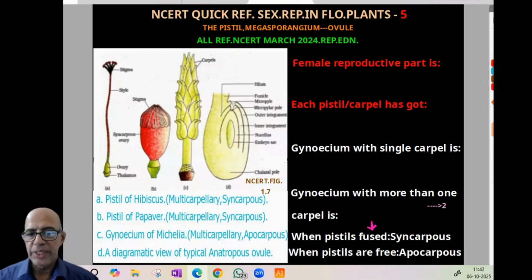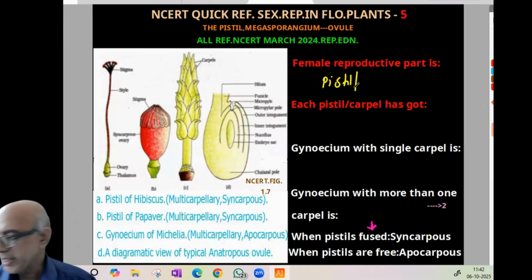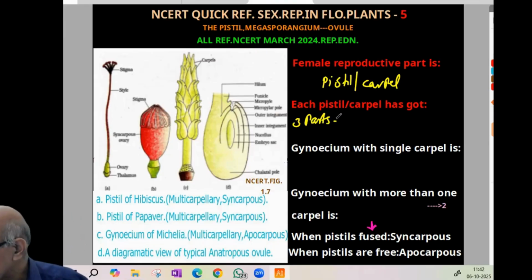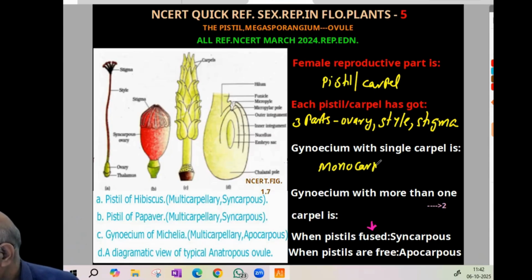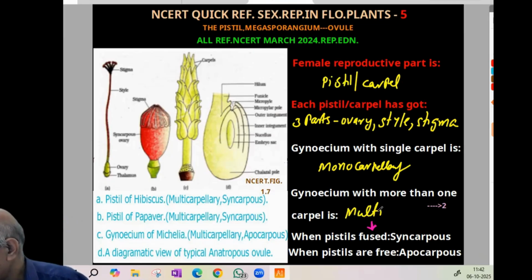So the female reproductive part, which is otherwise called pistil, has a synonym, carpel. Pistil or carpel. Each pistil or carpel has 3 parts. They are ovary, style, and stigma. Gynoecium with a single carpel is called monocarpellary. At the same time, gynoecium with more than one carpel is called multicarpellary.